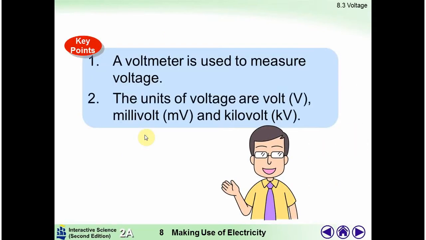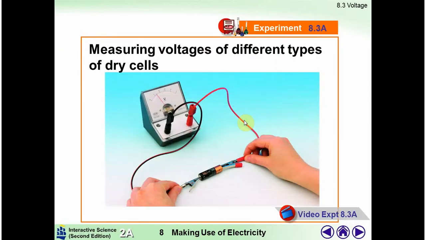Now, let's have the key points here. Please note, a voltmeter is used to measure voltage. The units of voltage are volt, millivolt, and kilovolt. Now, let's see how we can measure the voltages of different types of dry cell.